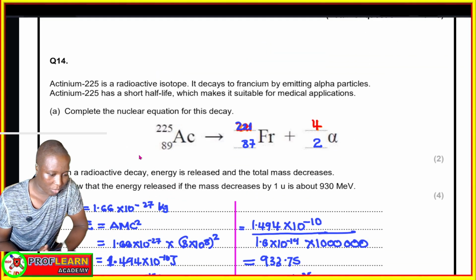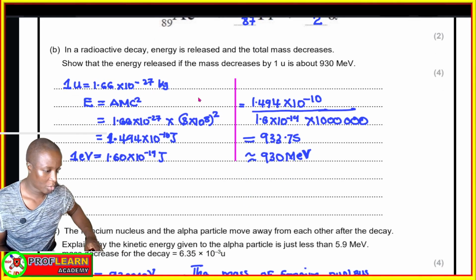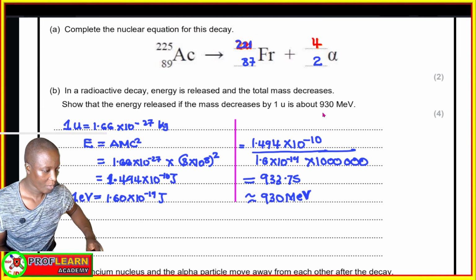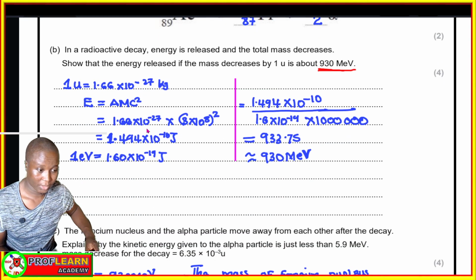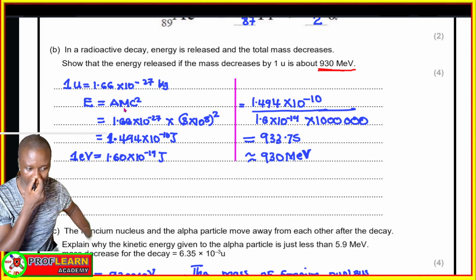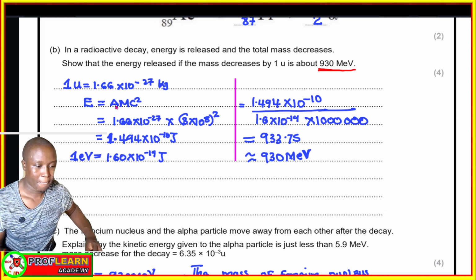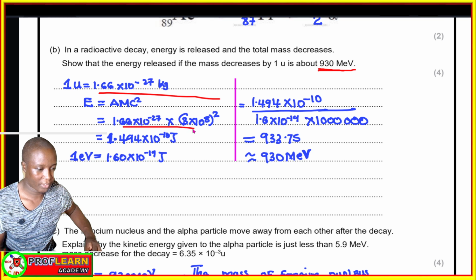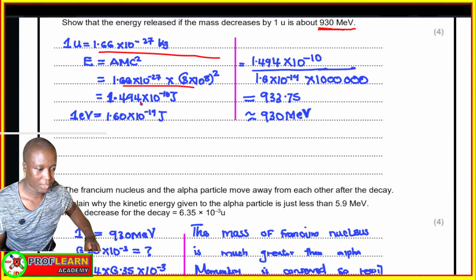Also, we have this question whereby we're supposed to show that 1 u is about this. We know 1 u is 1.6 times 10 to the power negative 27 kg. Energy is equal to change in mass times c squared. Our change in mass is this value that we have there, and the speed of light is 3 times 10 to the power 8. If you work it out, you get the energy in joules like this.